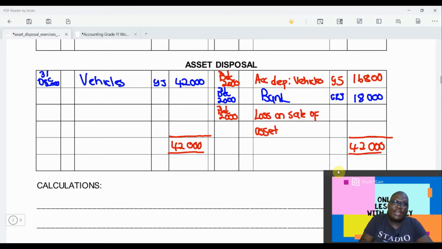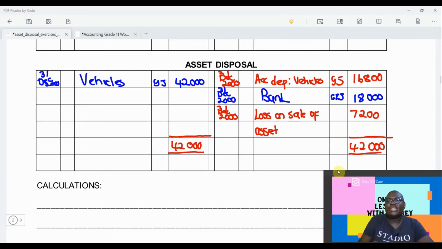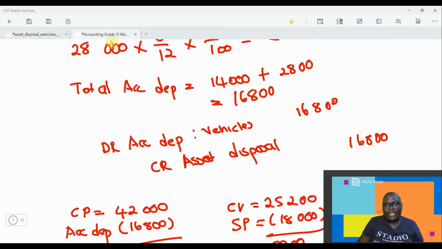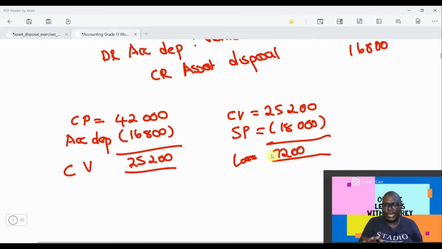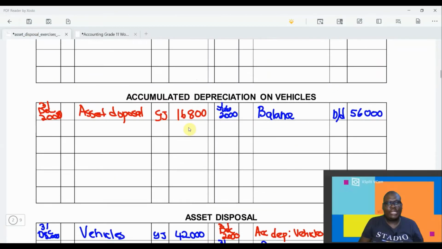Okay, and then the loss on sale of asset will be the difference between this one and this one. So 42,000 minus 18,000 minus 16,800 gives us 7,200, which is the loss that we got from the other side. So it means this is correct. The way we've done it is correct. The information is corresponding, and you can see here the loss of 7,200. So the asset disposal account has been properly closed. You get your free 5 marks. Okay, that is how you're supposed to do the asset disposal account.